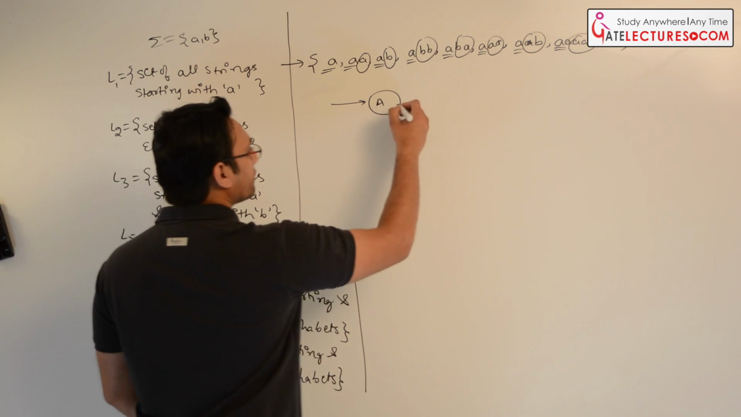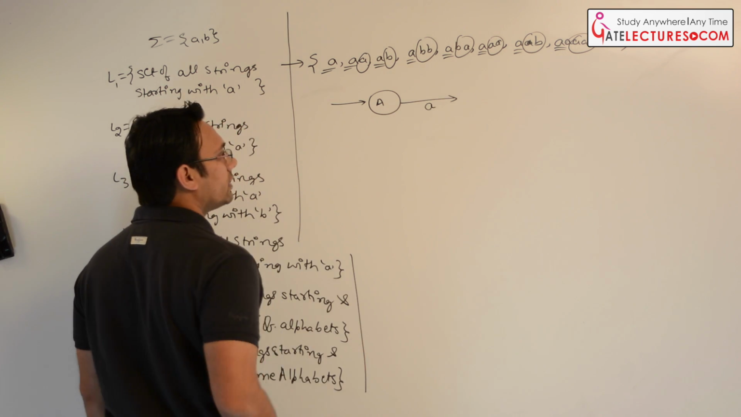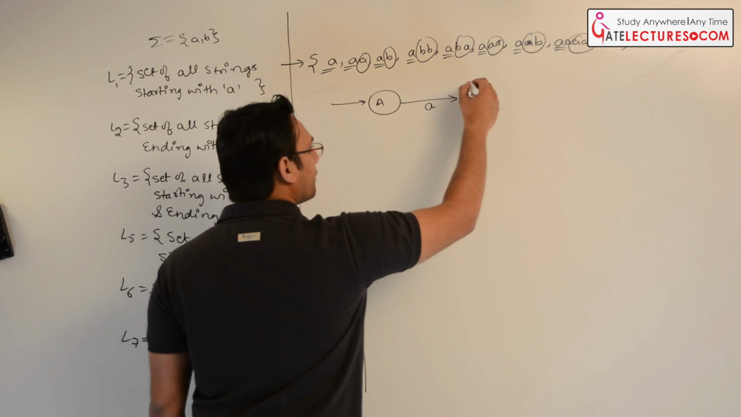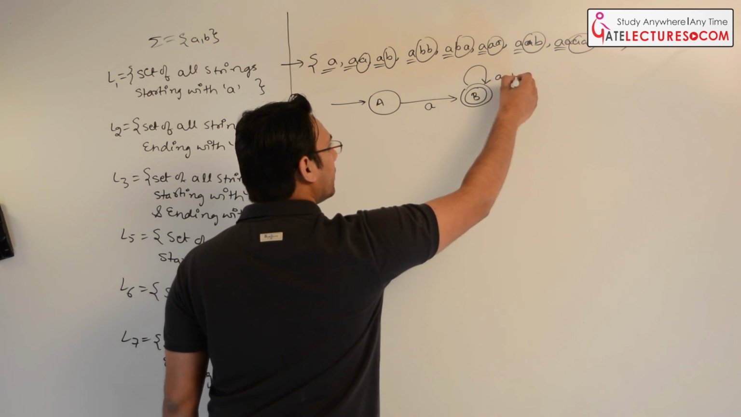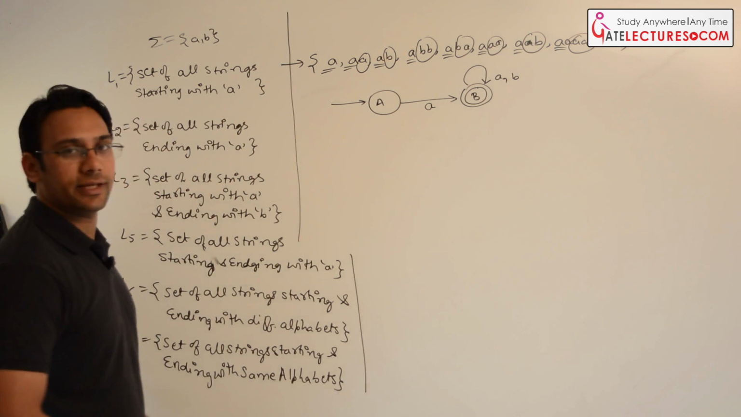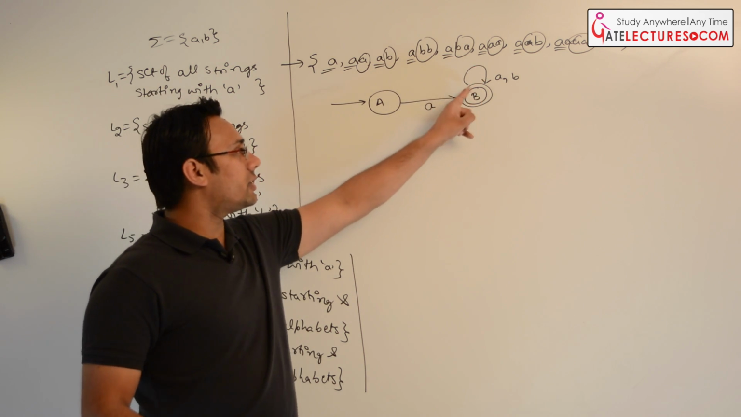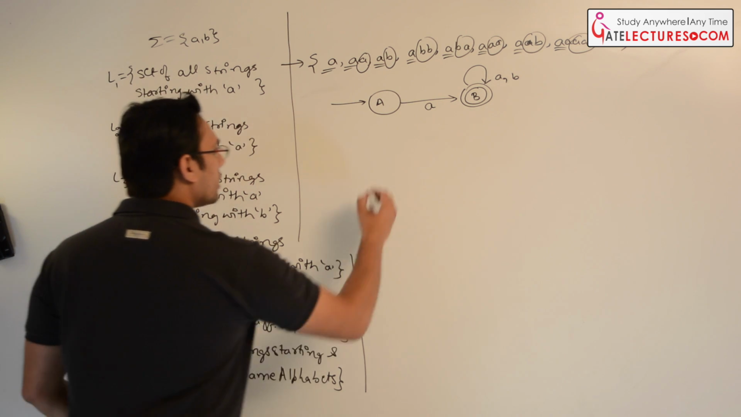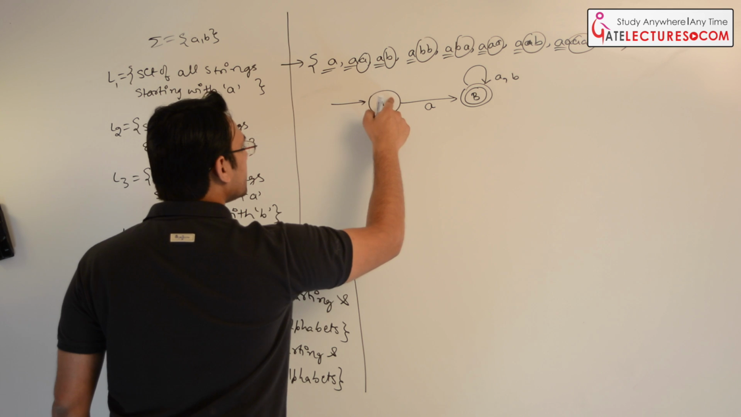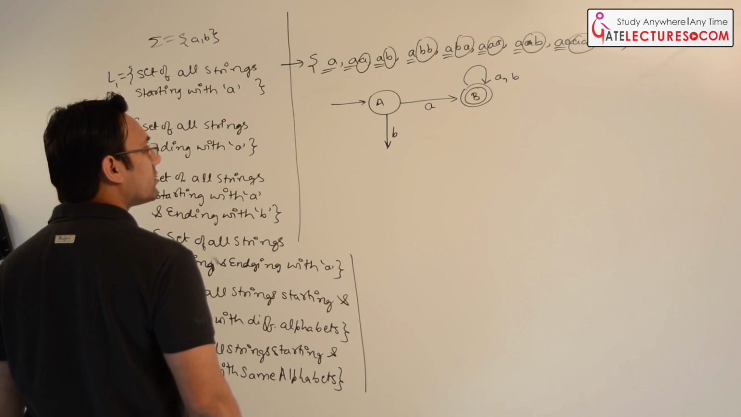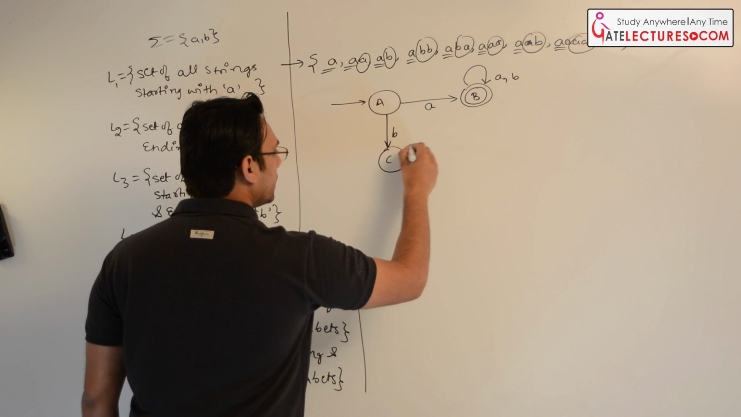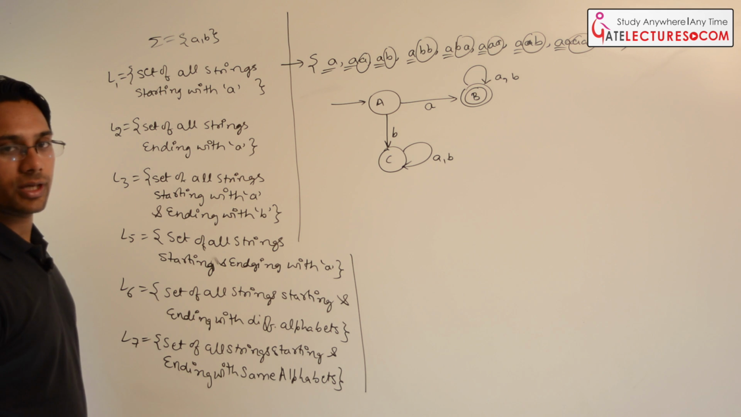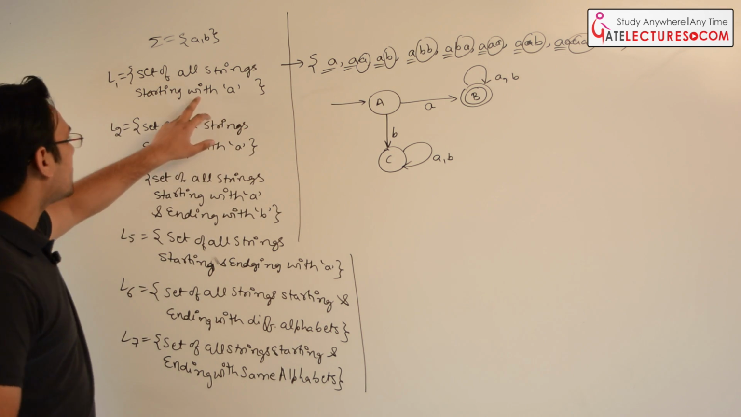So if the first symbol is A, then we'll go to the state B and we'll accept the string. And after this A, it does not matter what the combination of A and B is, right? Here this transition is saying whatever the combination of A and B will always be at state B. Now after the state A, initially if we read a symbol B, that means the string is not present. So we'll go to the state C, and whatever the combination of A and B after that, we will not accept it. Okay. So this finite automata is representing this language.